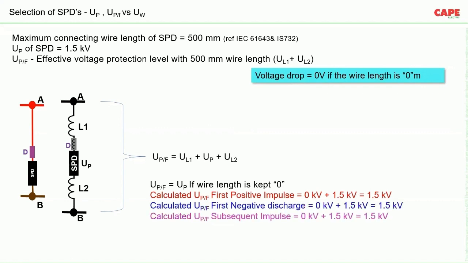The best case scenario is if we have a wire length of 0 meter. If we have a wire length of 0 meter, the calculated UPF for the first positive will be 1.5 kV. First negative will be 1.5 kV. The first subsequent impulse will also be 1.5 kV. Because of this 0 wire length, there won't be any voltage drop.